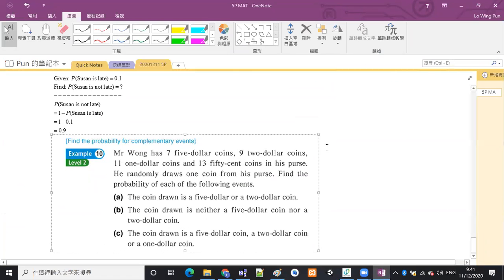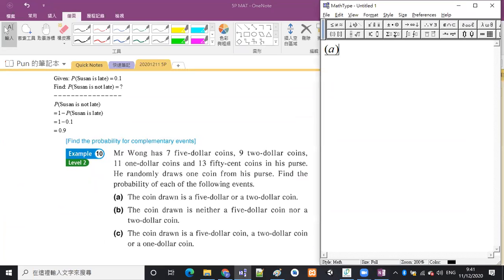好，Part A. I'm going to find probability. Know that it is a fraction and 今次要自己計啊，係咪？佢冇俾到個 probability 嚟嘅，佢俾啲數字嚟嘅啫。We are drawing 1 coin from the purse. So how many possible outcomes are there? Should be 7 plus 9 plus 11 plus 13. Okay, that should be 40. And then among these 40 outcomes, how many of them are $5 coin or $2 coin?